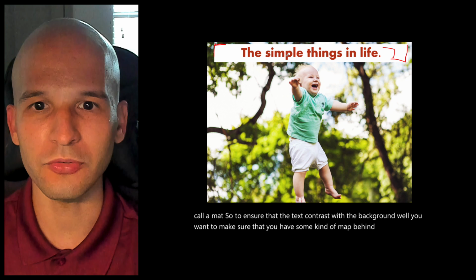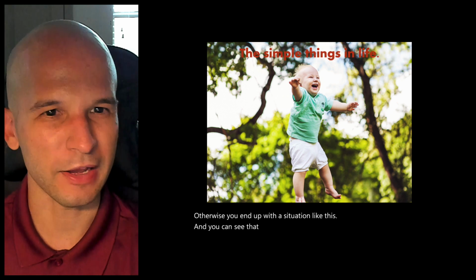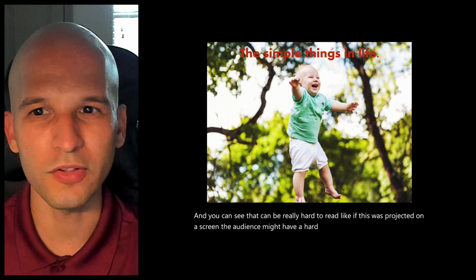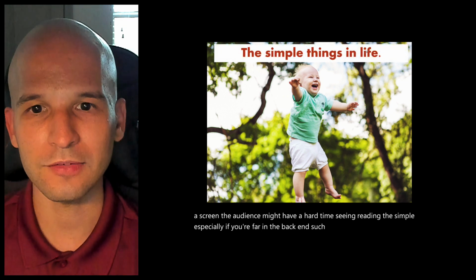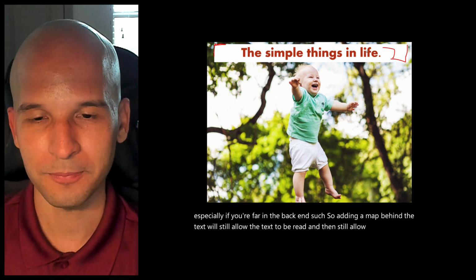Otherwise, you end up with a situation like this. And you can see that can be really hard to read. Like if this was projected on a screen, the audience might have a hard time reading the symbol, especially if you're far in the back and such. So adding a mat behind the text will still allow the text to be read and then still allow us to enjoy the picture.